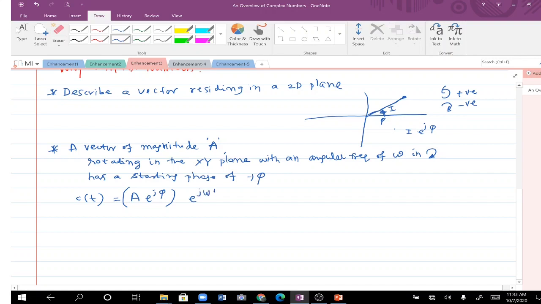So this is how you would represent it, e power minus j omega t, because it is rotating in the clockwise direction. If you want to plot it here, A is this magnitude, this initial angle is phi, and it is then rotating in the clockwise direction at a rate of omega radians per second. This is your x axis, this is your y axis.